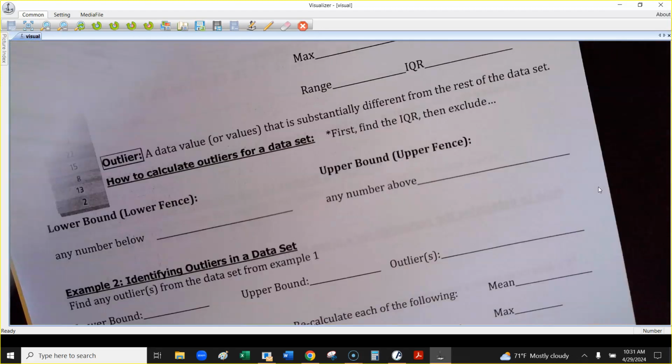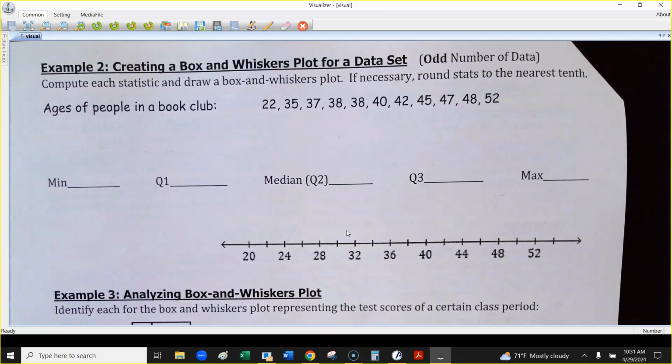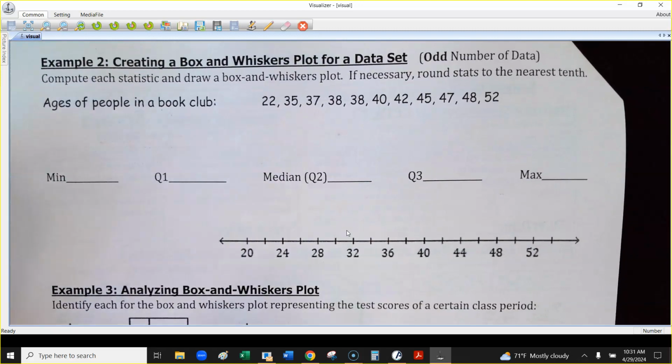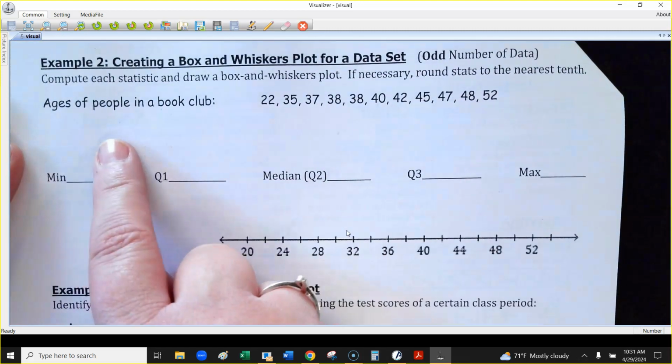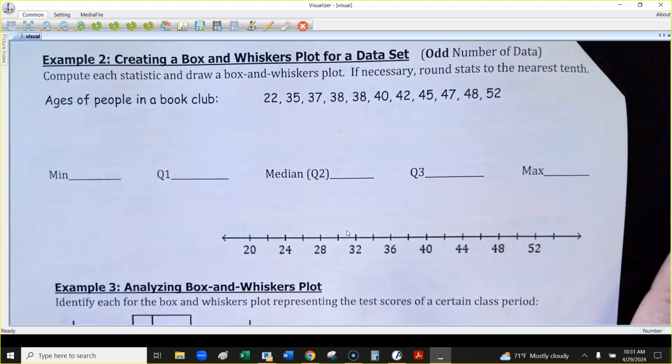Okay. Now, I'm going to give you guys an odd number of data values. So we had an even number of data values, and this is an odd number. And we're going to calculate these and we're going to draw a little box plot. Okay, so I'm not even going to have you find the average, but this just says compute each statistic, draw a box and whiskers plot, and then round to the nearest tenth if we need to. This just says ages of people in a book club.